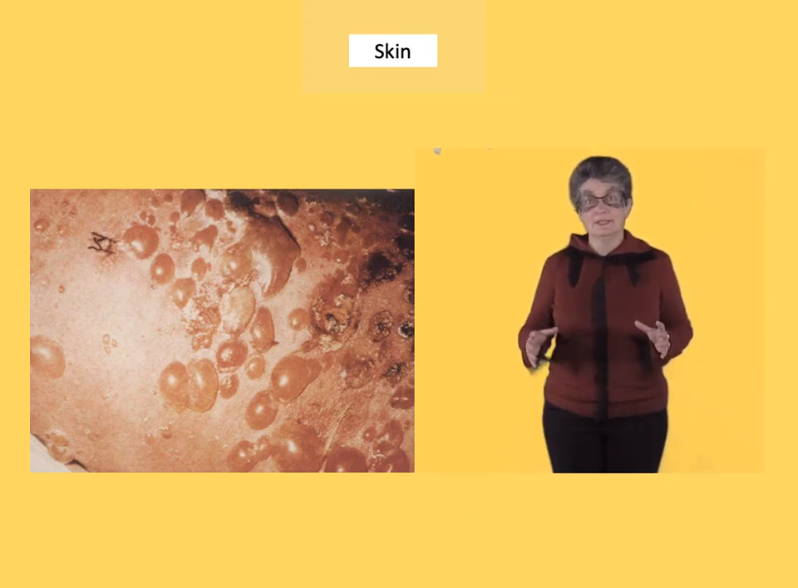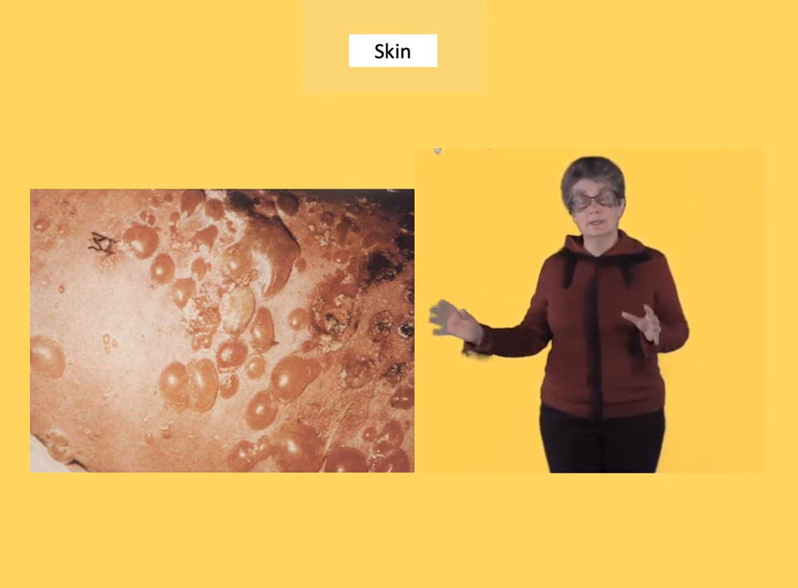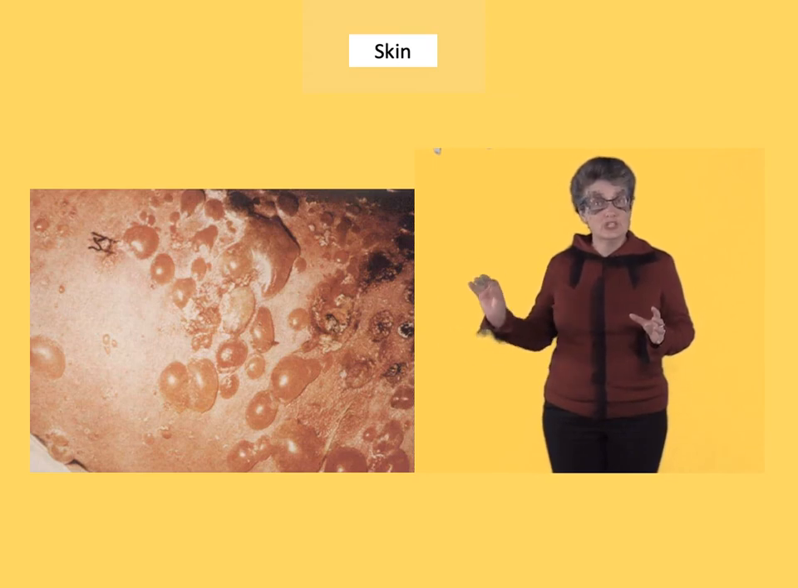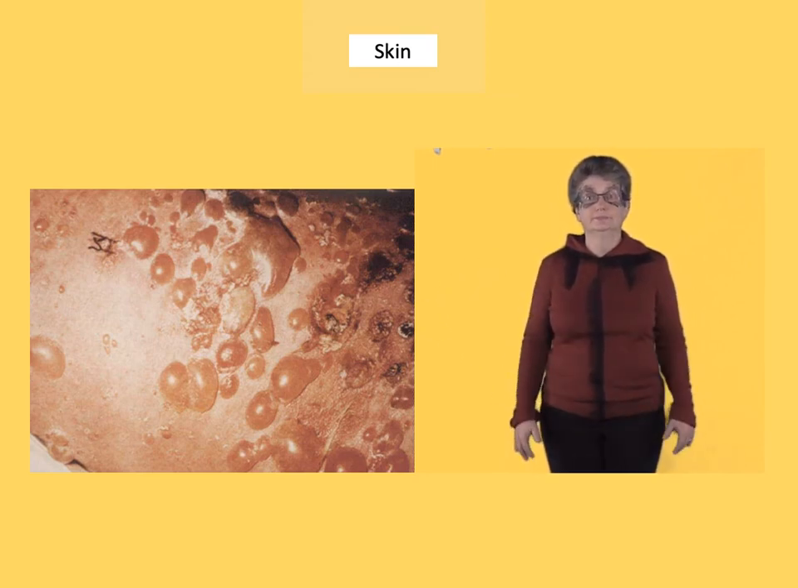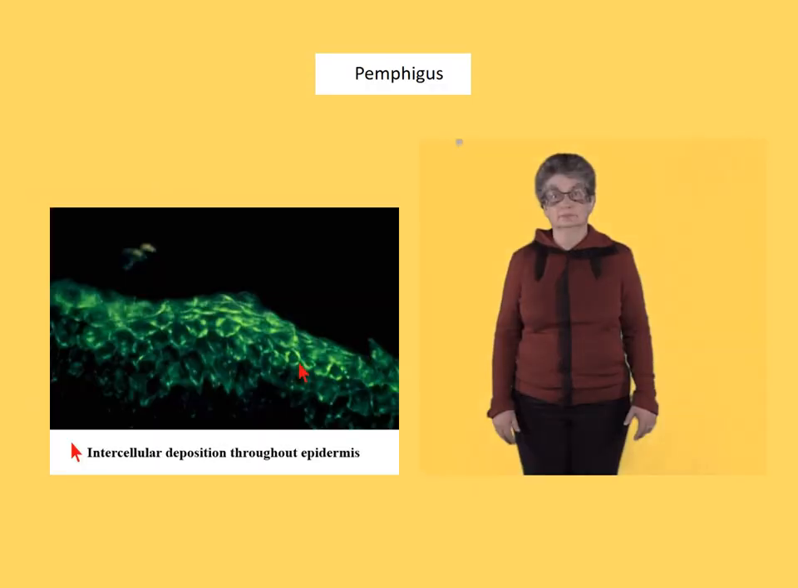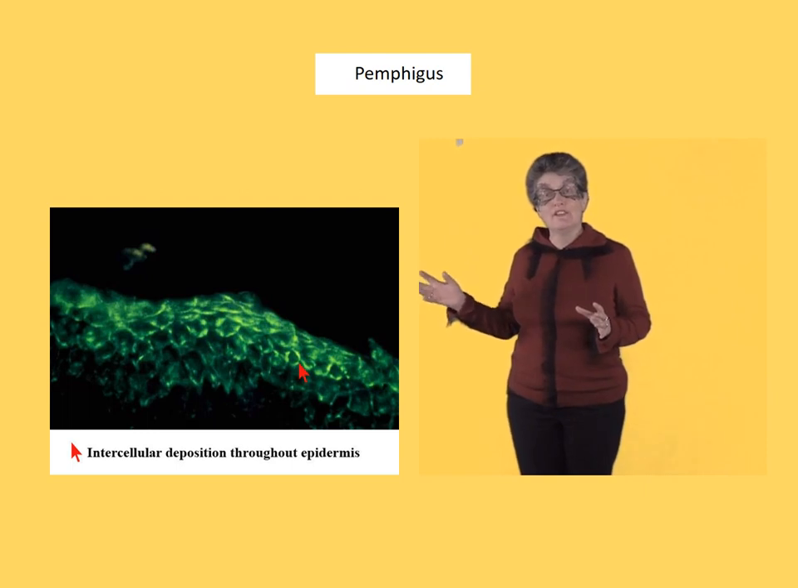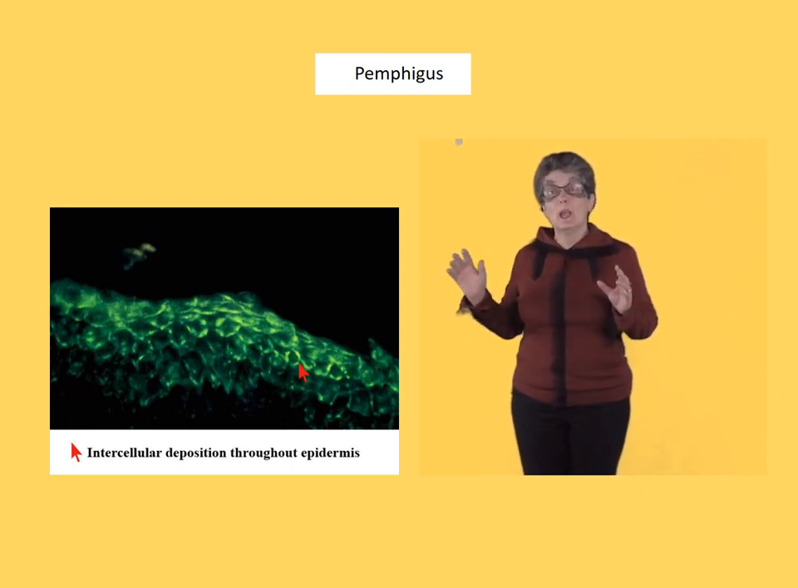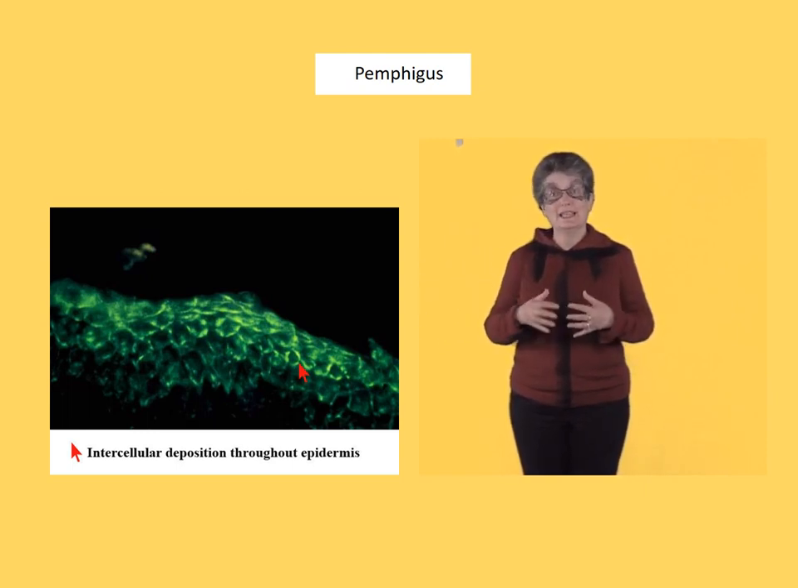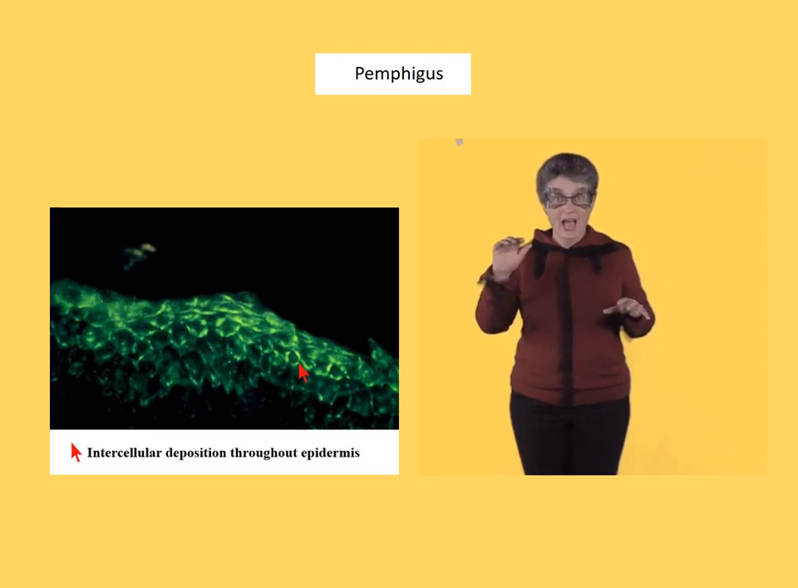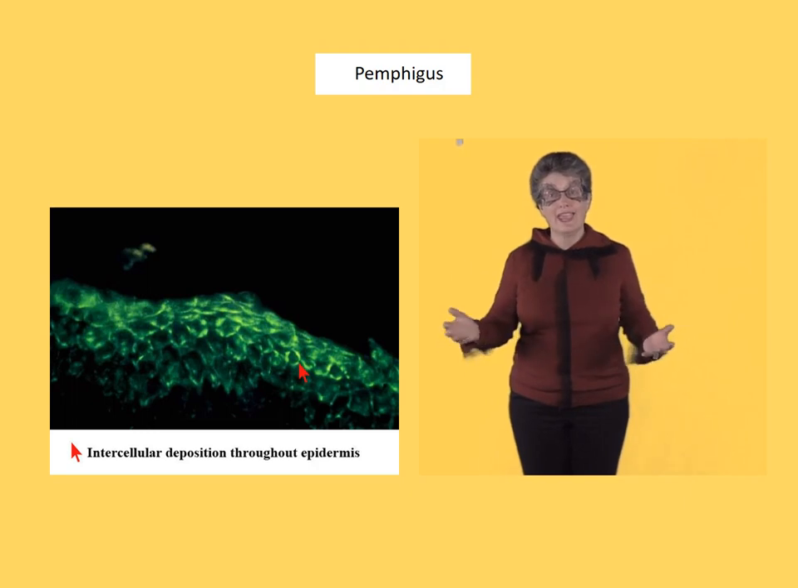This is Pemphigus, another terrible blistering skin disease. It's superficially similar. When we look at the immunofluorescence though, we can see that the antibodies in Pemphigus are depositing between the keratinocytes, and the level of split is higher in the skin. It's between the layers of the epidermis.